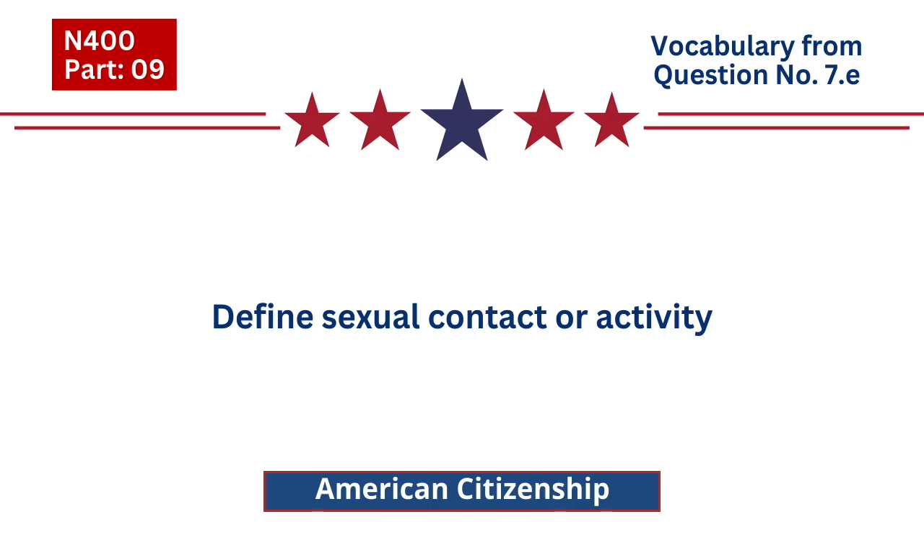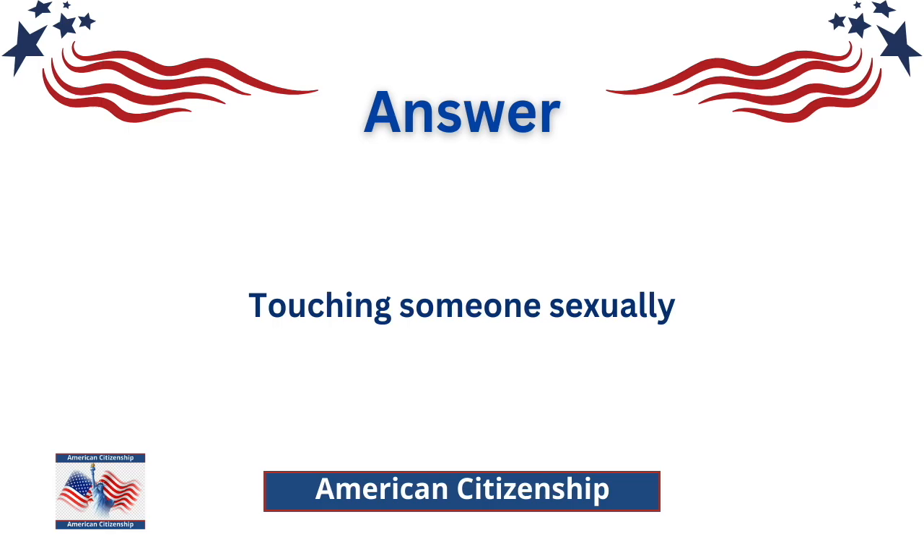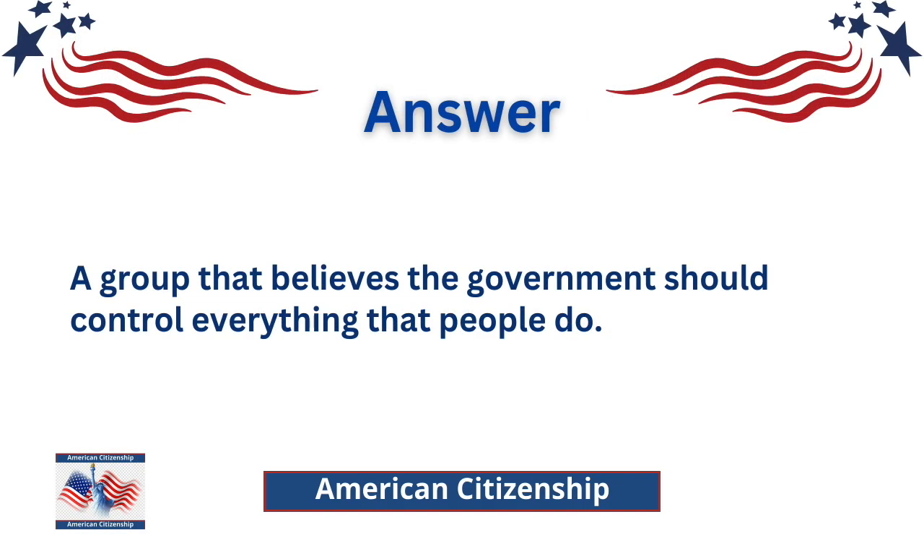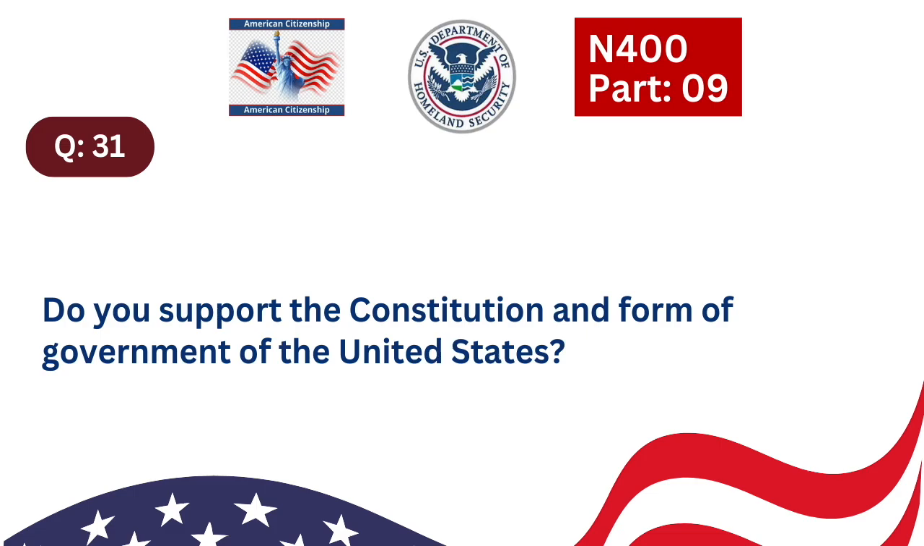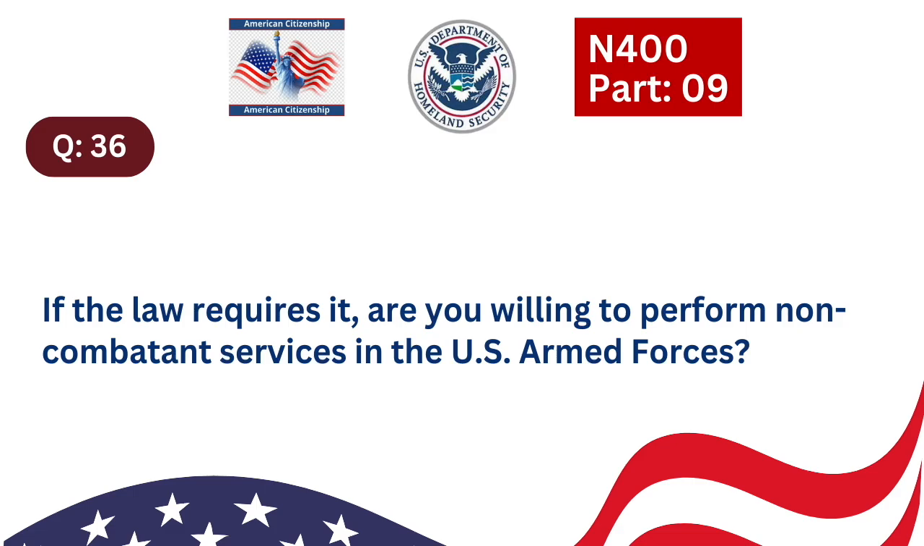Define. Sexual contact or activity. Touching someone sexually. What is totalitarian party? A group that believes the government should control everything that people do. Do you support the Constitution and form of government of the United States? Yes. If the law requires it, are you willing to perform non-combatant services in the U.S. Armed Forces? Yes.